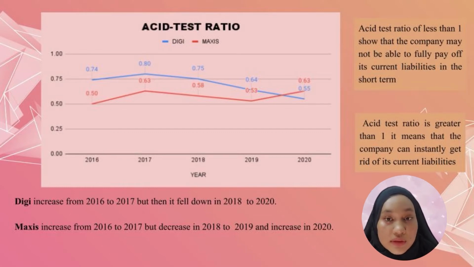In 2020, DG's asset ratio is slightly lower than Maxis, but for overall performance, DG has a better asset ratio compared to Maxis because DG's highest ratio is 0.80, while Maxis is only 0.63. It indicates that DG had the ability to pay, without having to rely on liquid current assets, 0.80 for RM1 of its short-term liabilities.